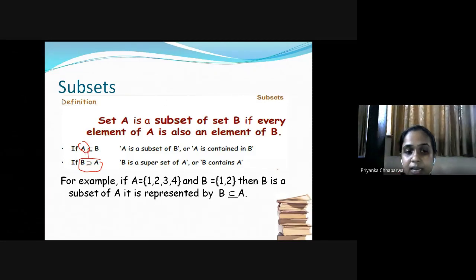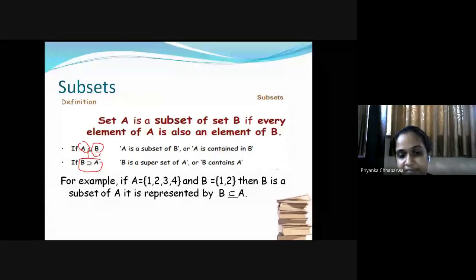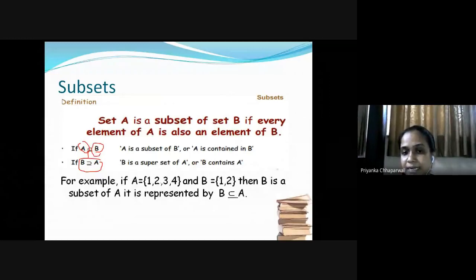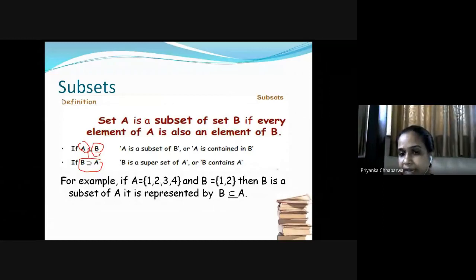The difference is this: A is the subset, and B is the superset. Okay, A is the subset and B is the superset. So I am taking one example. Suppose we have a set A. The elements are 1, 2, 3, 4, and set B has elements 1 and 2.